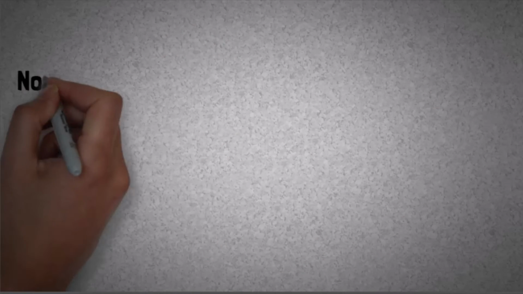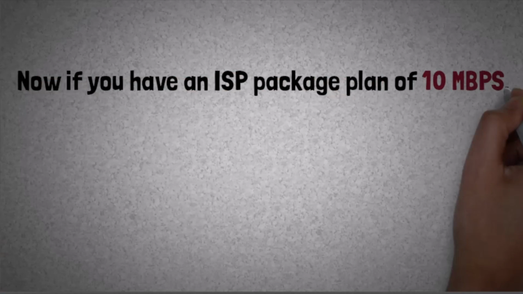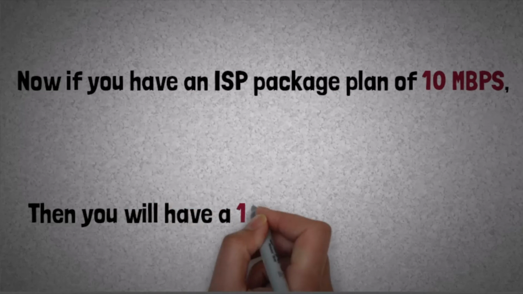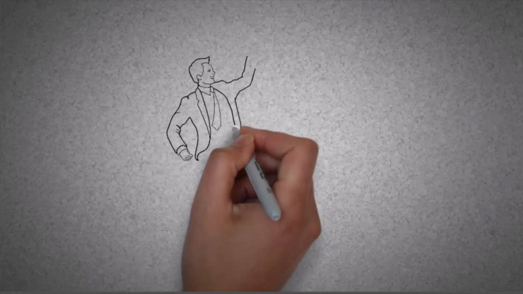Now, if you have an ISP package plan of 10 megabytes per second, then you'll have a 10 megabytes per second download speed. I hope you now understand all about ISPs.